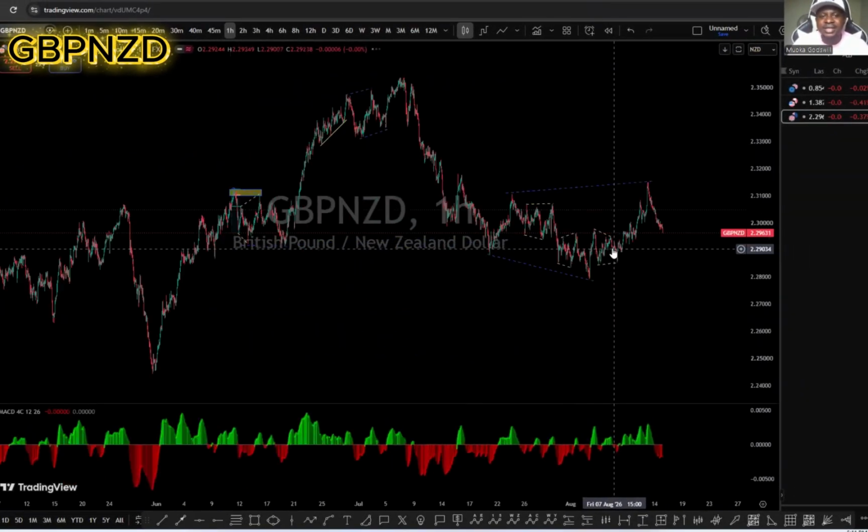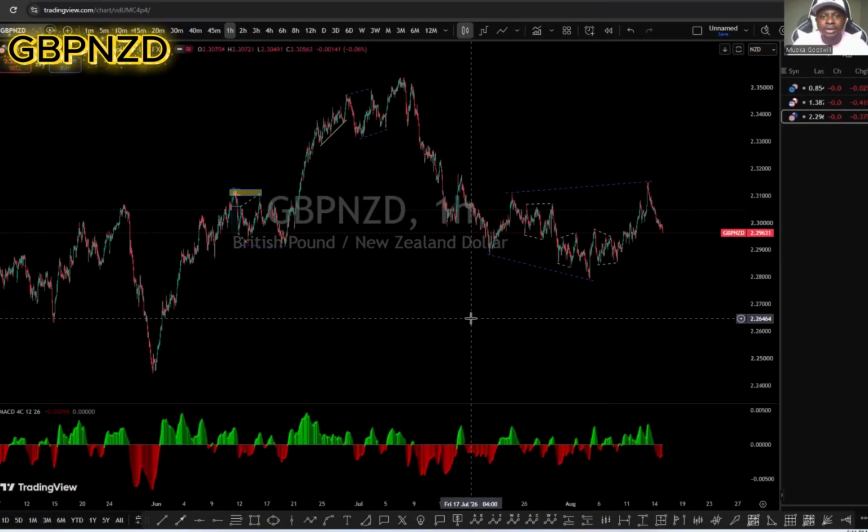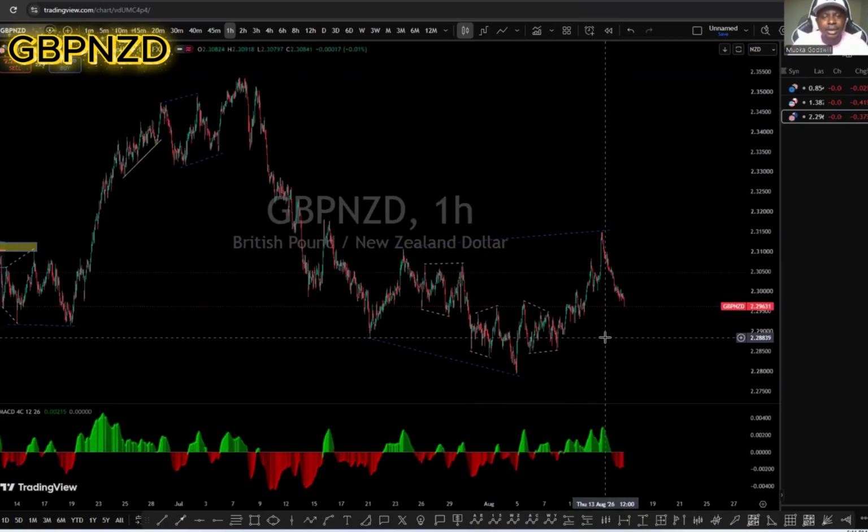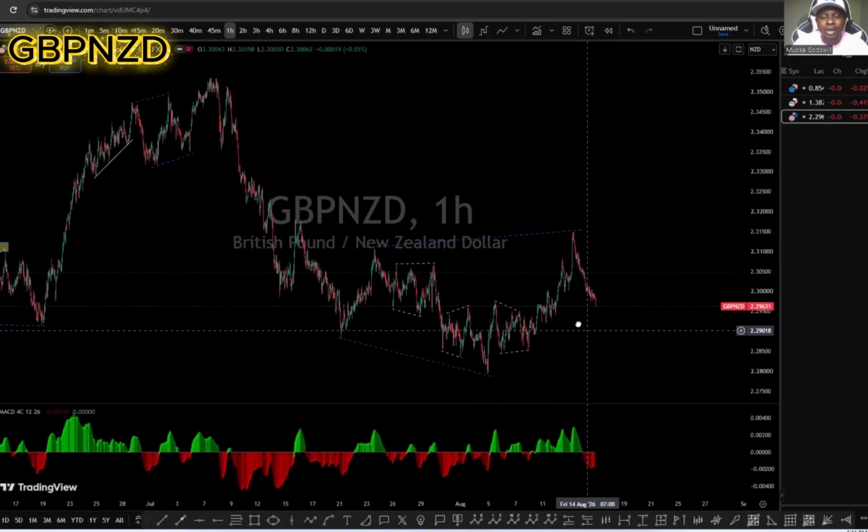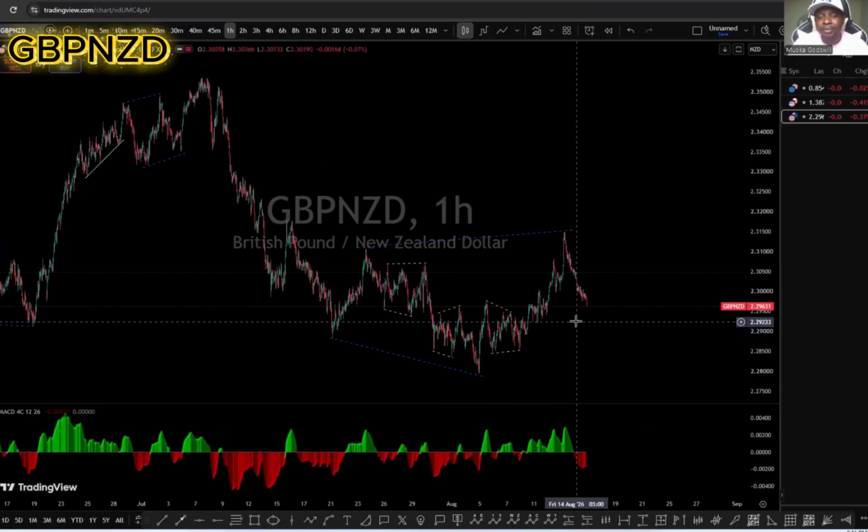My watch list is British pound, New Zealand dollar. We have also been seeing some decline in the British pound. Okay, some data have been signaling weakness in GBP, and we're also seeing that being priced in on the chart. Okay, one is understanding your fundamental bias. Two is actually being able to look at the chart and understand if what you are seeing on the price chart is actually priced in.